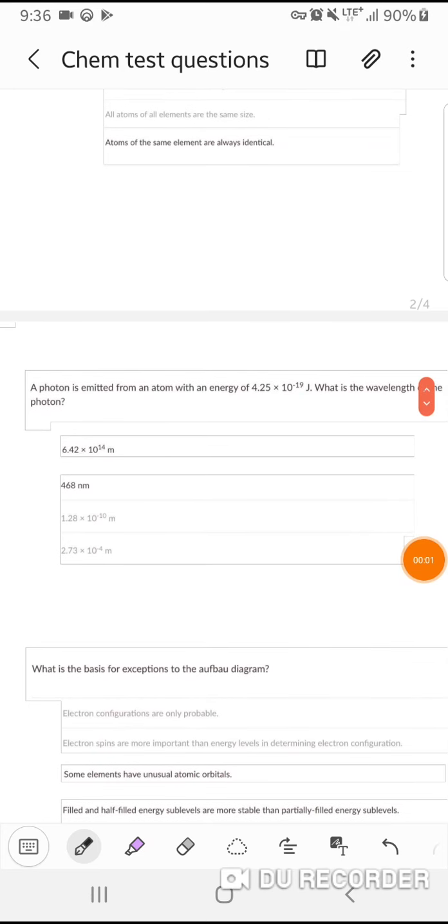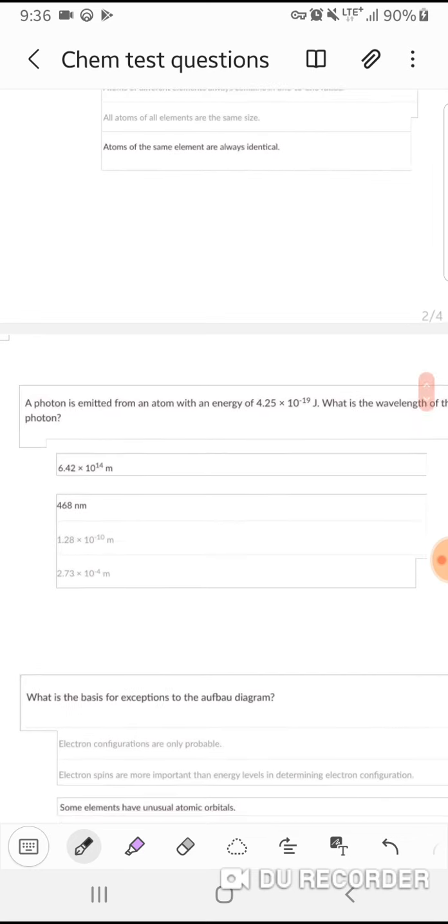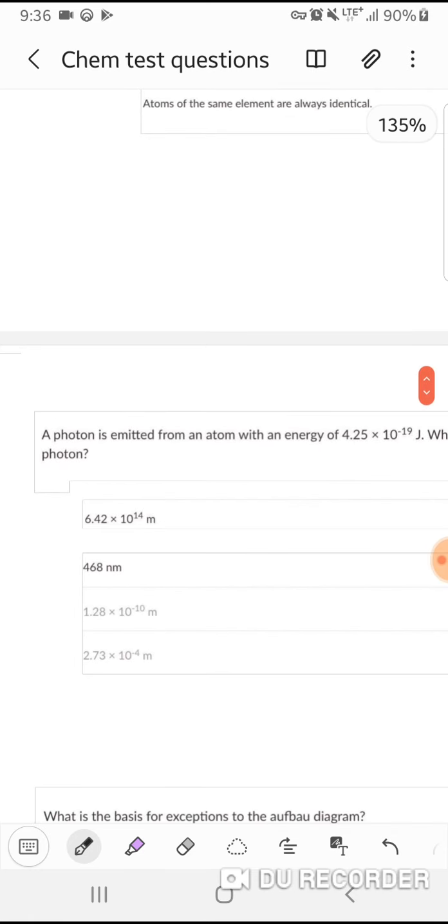So the next question. A photon is emitted from an atom with an energy of 4.25 times 10 to the negative 19th power joule. What is the wavelength of the photon? Okay. So we would first write out energy.